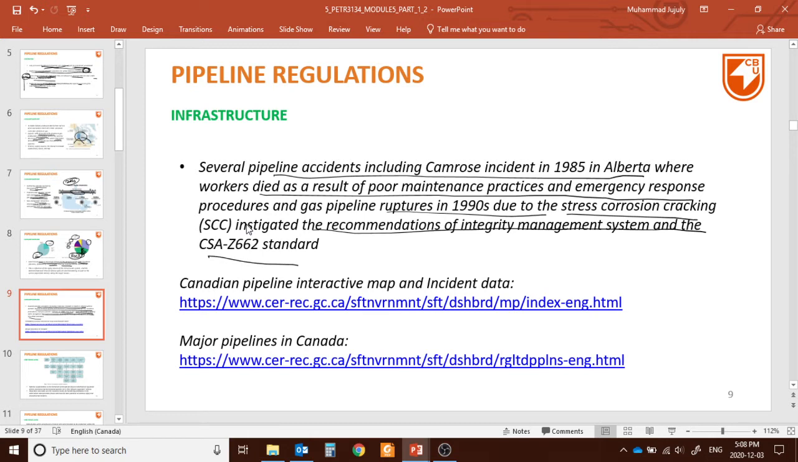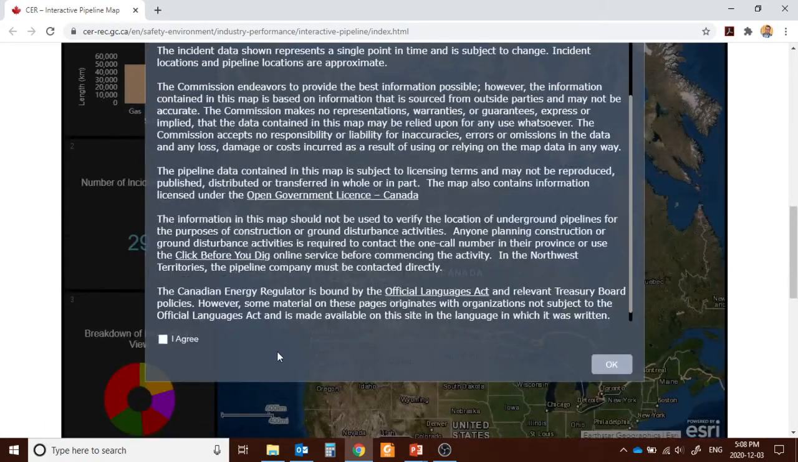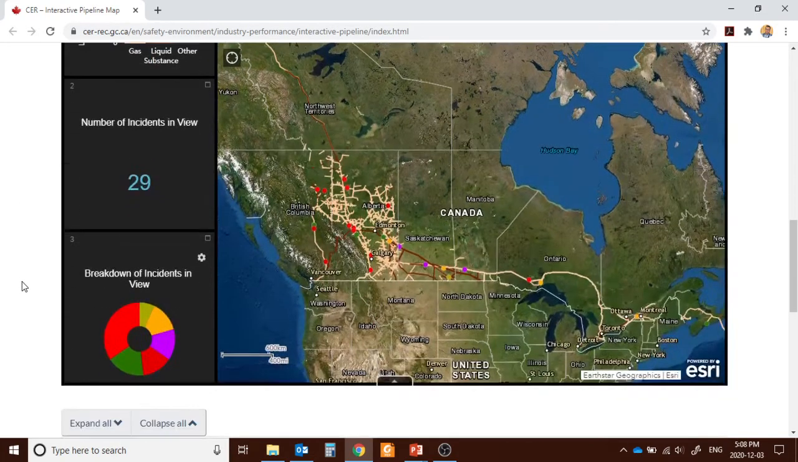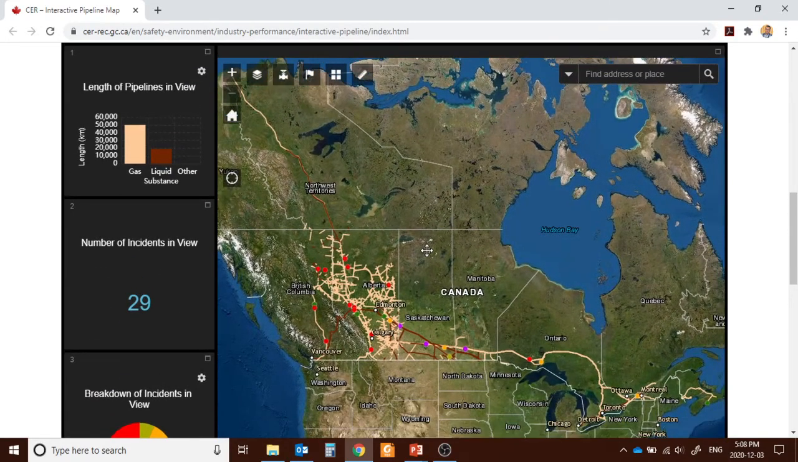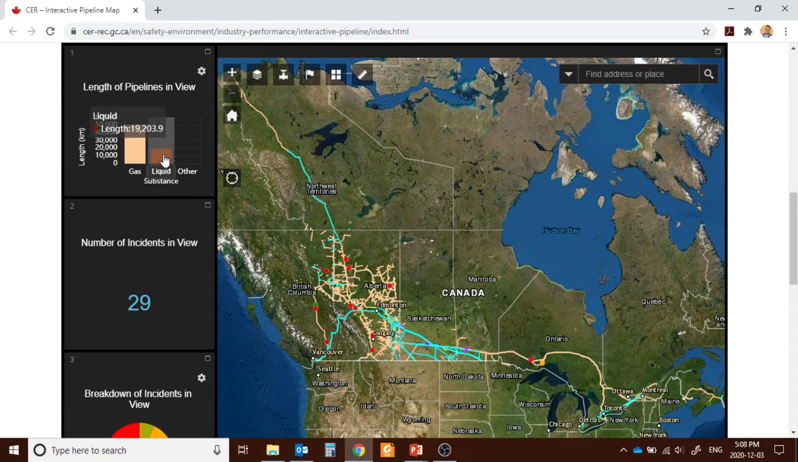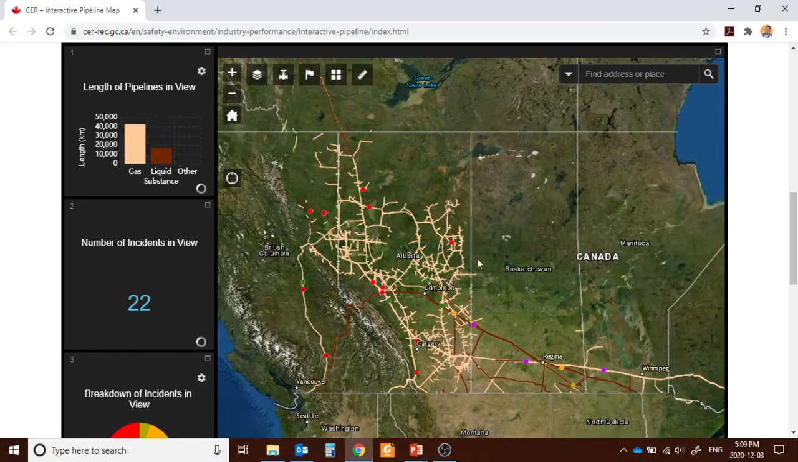Okay, so there are some links you can see. For instance, if you click this first link, you will find it's very interesting. There's interactive pipeline incident data. Just like for the United States, we have the integrity data at, you remember, the PHMSA website. This is the Canadian counterpart. So how many incidents we have for the first years, like 29 incidents, and what is the portion of the gas pipeline and the liquid pipeline, you can see. And which area these incidents happen and how they happen.